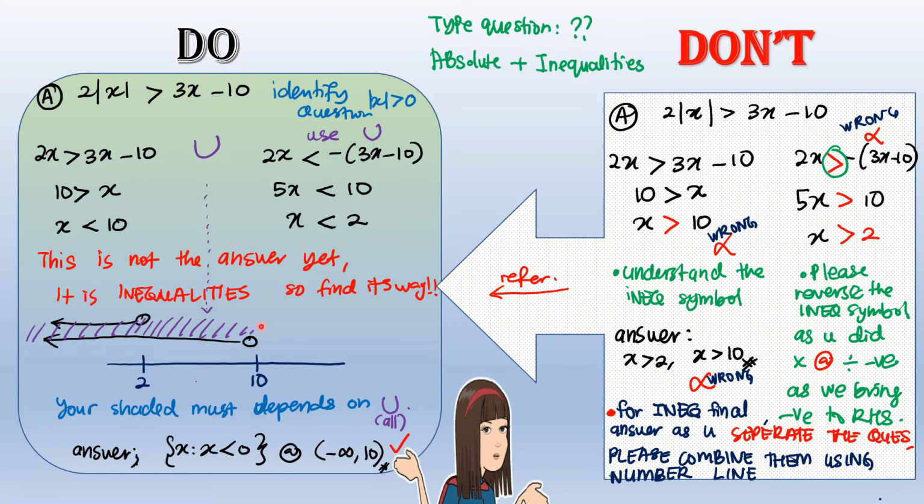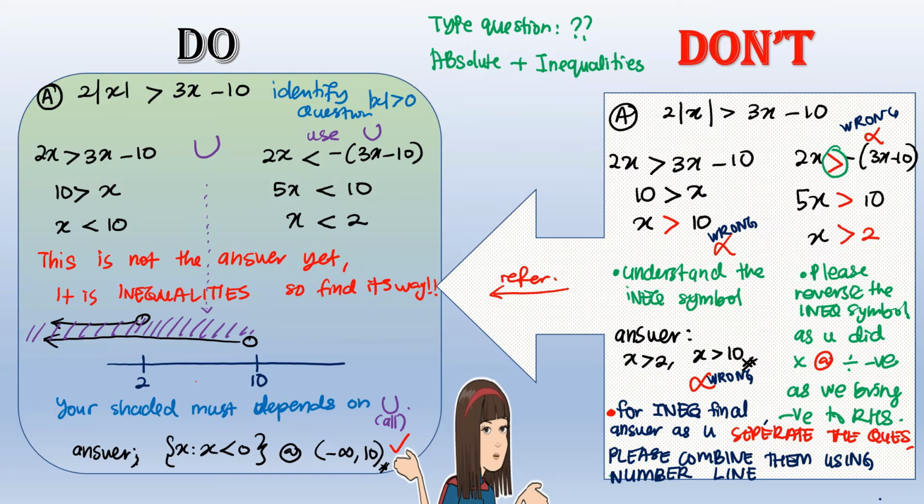We find it by drawing the number line and shading, as the union. So your shading must depend on our union. That's why our answer is from negative infinity to 10.